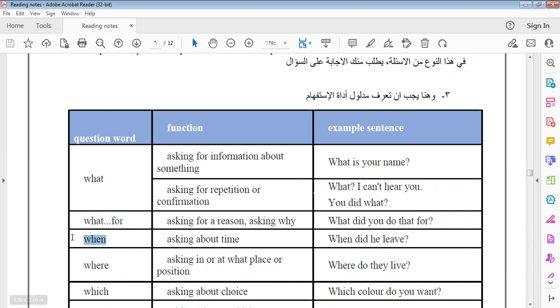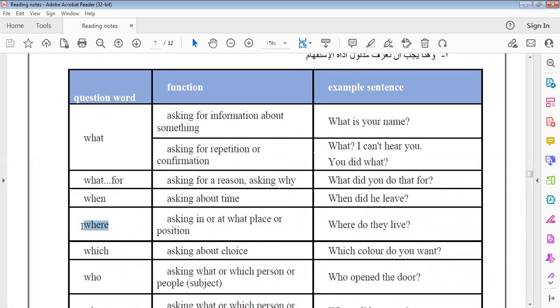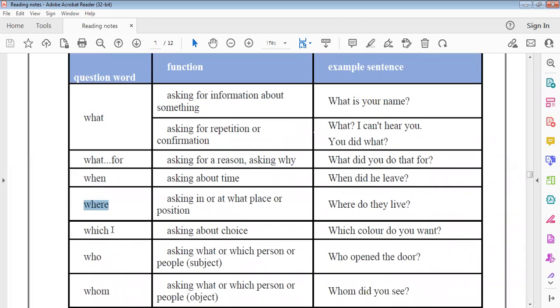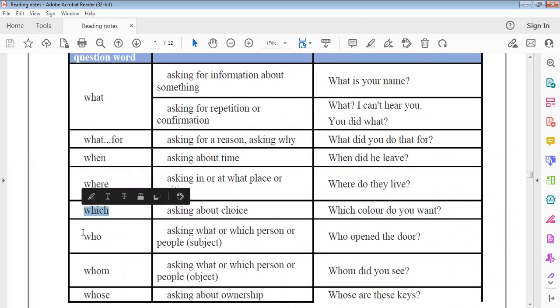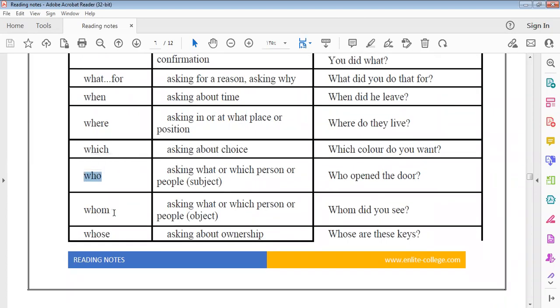When, متى, I use it to ask about time. Where, أين, I use it to ask about a place. Which, أي, I use it to ask about choice. Who, من. I ask using who about a person. Whom I use it to ask about a person but in the object case.